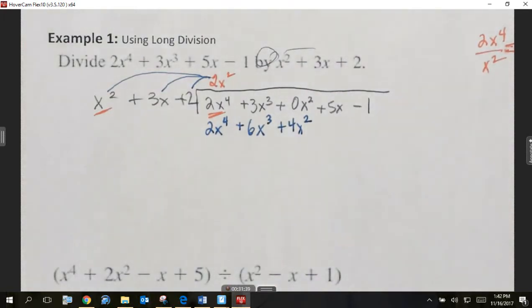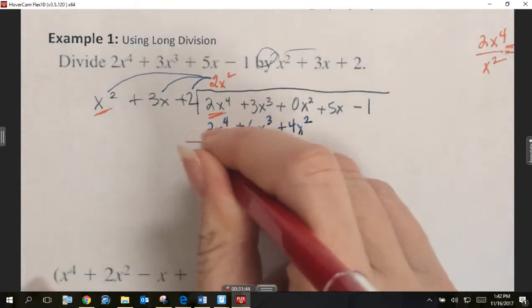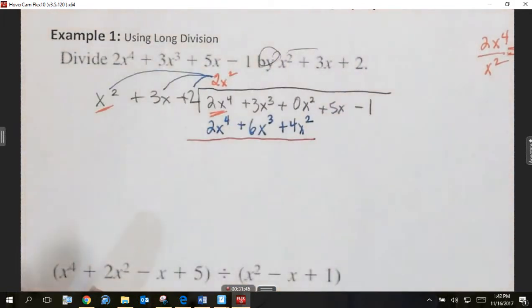Divide, multiply, subtract. So I'm going to subtract. But instead of doing subtract, I personally like adding the opposite instead of subtraction. You can add the opposite.